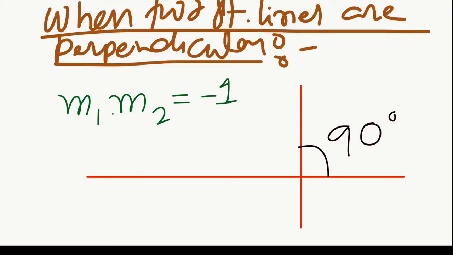From this formula, you can notice that if m1 into m2 is minus 1, then the denominator of the right side is actually 0. So the term on the right side is undefined. We all know that tan theta is undefined whenever theta is 90 degrees. So when m1 into m2 equals minus 1, the angle between the two straight lines is 90 degrees. That is, the straight lines are perpendicular to each other.